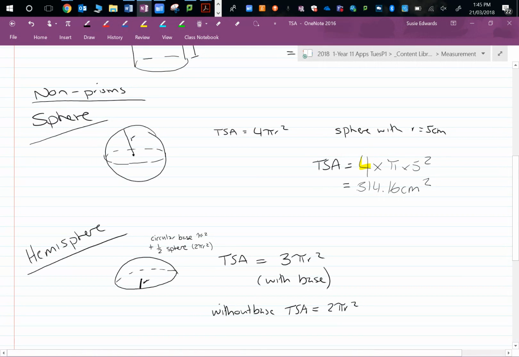Everyone okay with that? Now again, I'll have to double check the formula sheet. I know there'll be some of them, but not all of them. So you've got a sphere, which is like a ball, okay? A hemisphere, which is half of one. The other types of shapes we've got are pyramids and cones, okay?